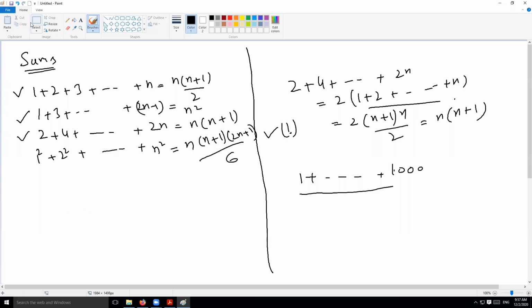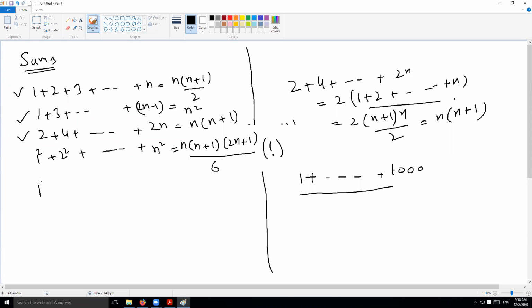I should write it properly. I'm teaching myself how to write with this tablet, so sometimes it goes crazy. So it's n times n plus 1 times 2n plus 1 divided by 6. That's the sum of squares of natural numbers, verified by the principle of induction. As we have proved previously, try to prove it for yourself. It's not difficult to do.